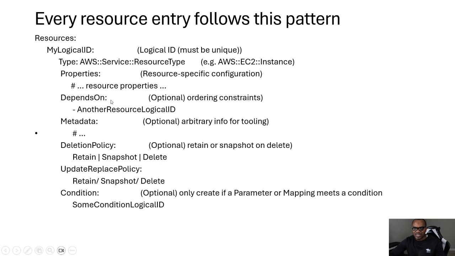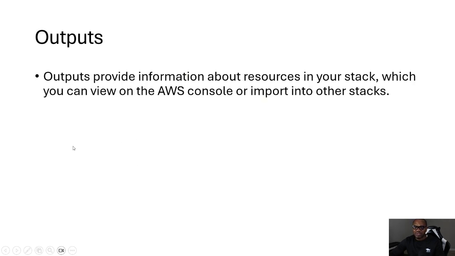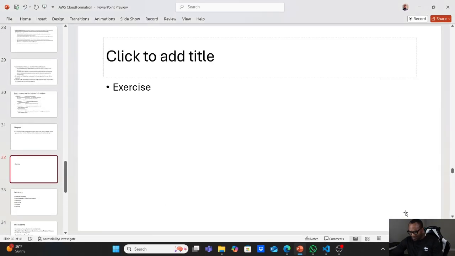So you state it in the DependsOn, and if you want to state a metadata, if you want to state a deletion policy, maybe it's retain or snapshot, or if you want to state an update replace policy, you can say, or you want to use a condition, you can use it. And outputs provide information about resources in your stack that you want to view on the console or you want to import into other stacks. So that's that. Let's go and do our exercise for today.